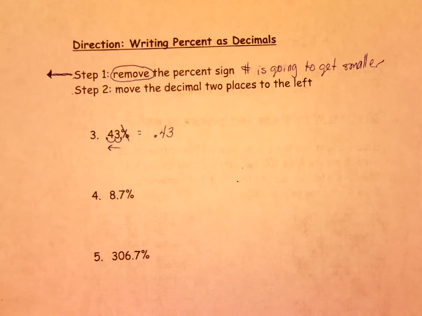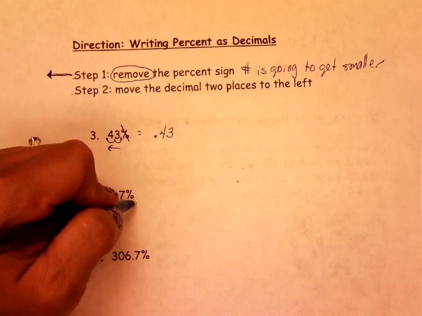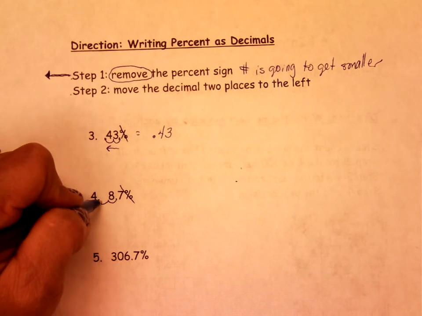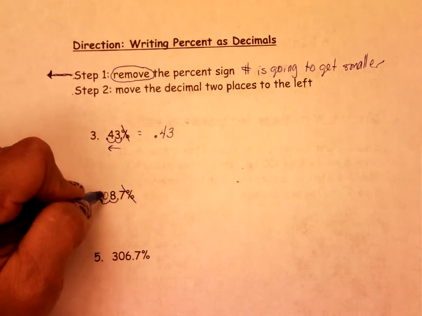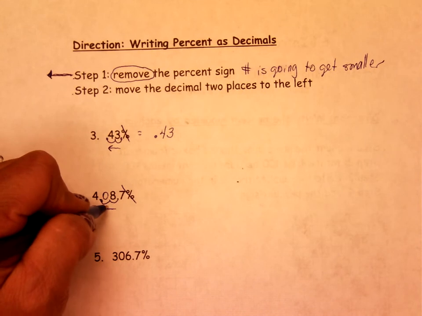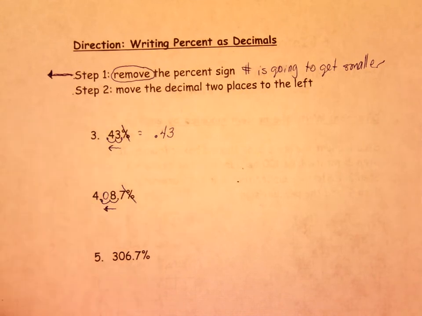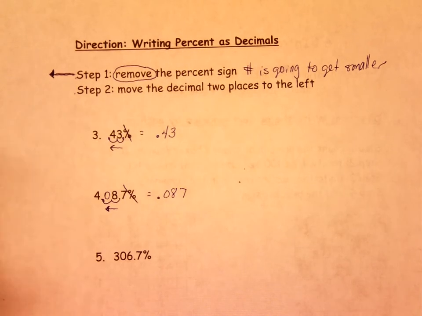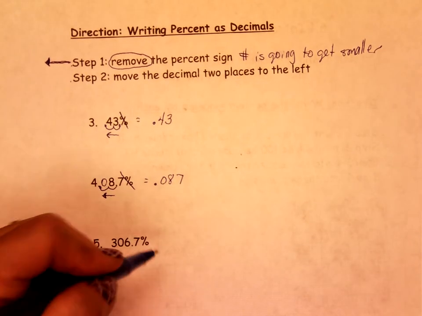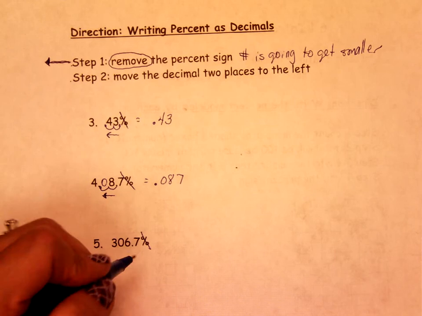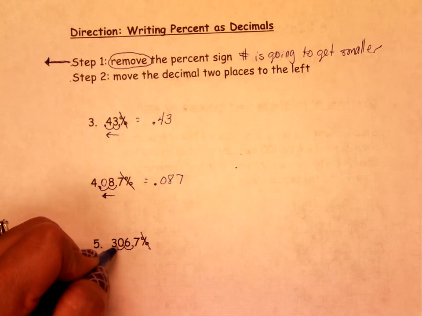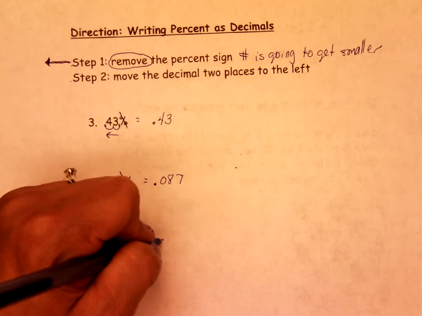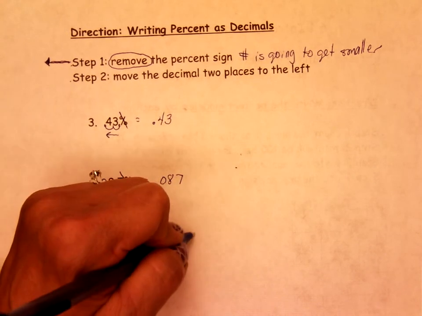So you should have removed the percent sign. Move the decimal 2 places to the left. You have to add that 0 in. And make sure you put the arrow for which direction you're going. And your answer is 0.087. And number 5, remove the percent sign. Move the decimal over 2 places. Make sure you put the arrow. And the answer is 3.067.